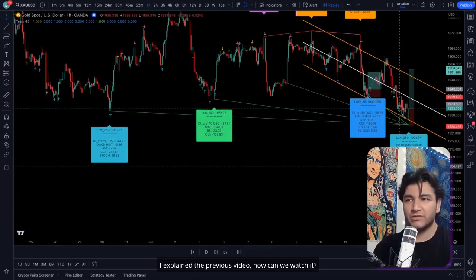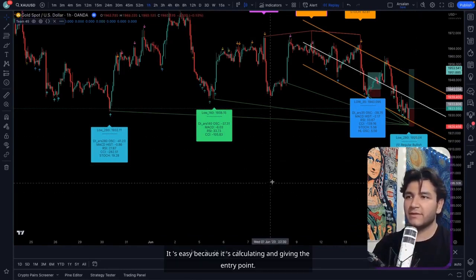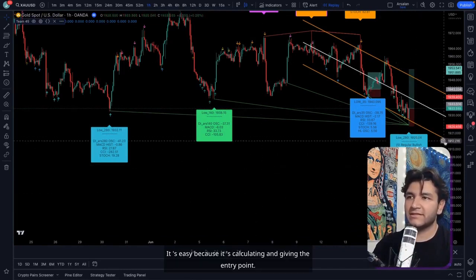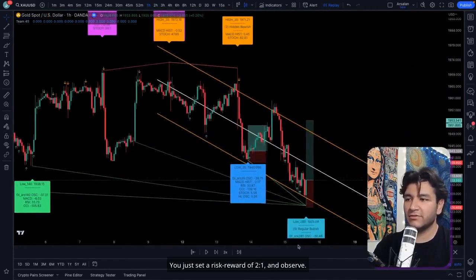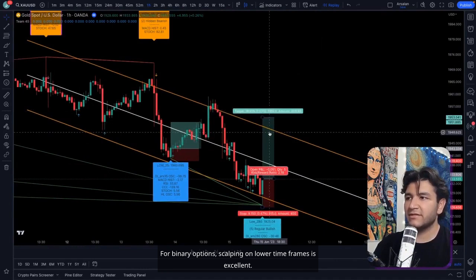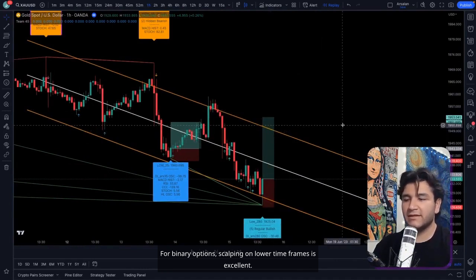I explained this in the previous video. How can we watch it? It's easy, because it's calculating and giving the entry point. You just set a risk-reward of 2:1 and observe. For binary options, scalping on lower time frames is excellent.